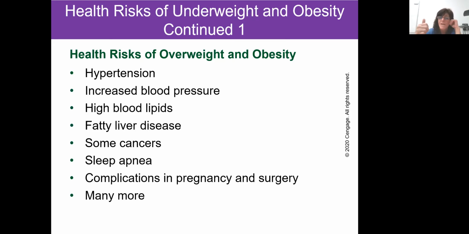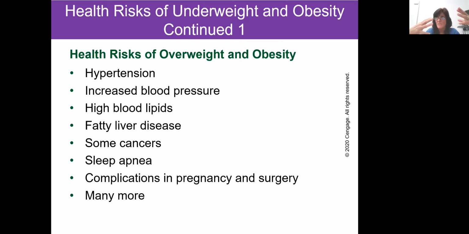Overweight and obese: hypertension, right? Increased blood pressure is hypertension. I don't know why it's written like this in the PowerPoint. So that's just redundant. Hypertension is increased blood pressure. High blood lipids, in other words, hypercholesterolemia, hypertriglycerides, fatty liver disease, certain cancers, sleep apnea.